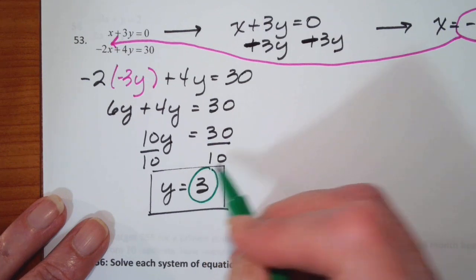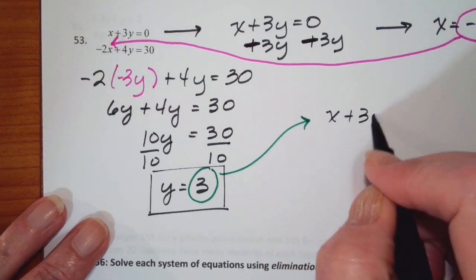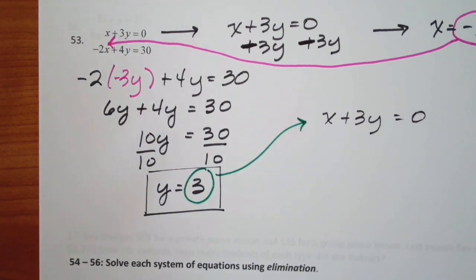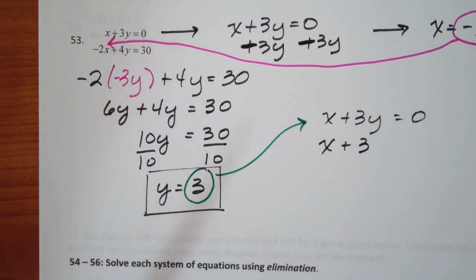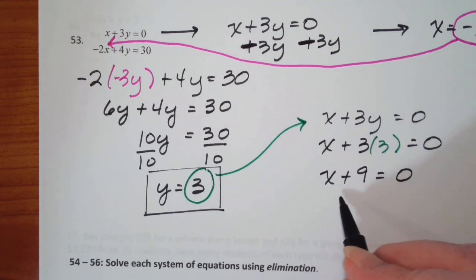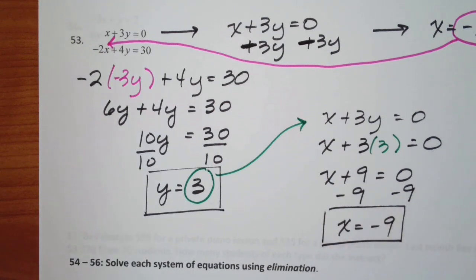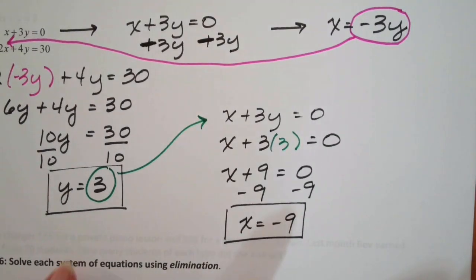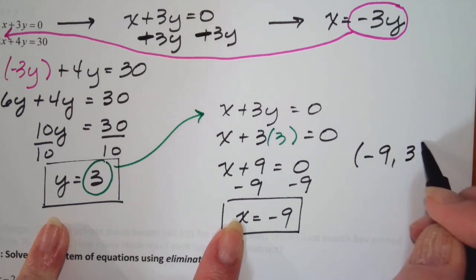Okay, so I'm going to take this and I'm going to put it into my equation. I'm going to start with x plus 3y is equal to 0. It doesn't matter which one you put in there. So this will be x plus 3 times 3 is equal to 0. And when I subtract 9 from both sides, I get x is negative 9. So if I want to write those as an ordered pair, even though I solved for x second, it goes first in the ordered pair, so that's negative 9, 3.